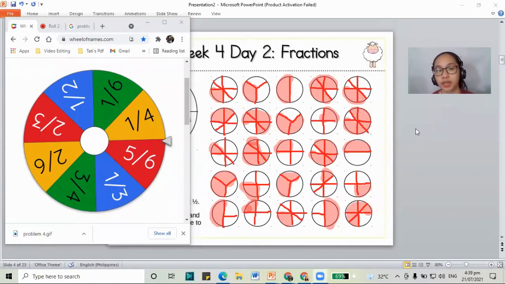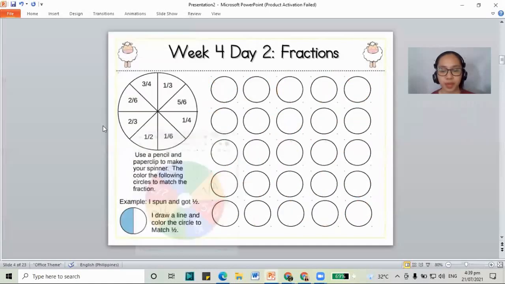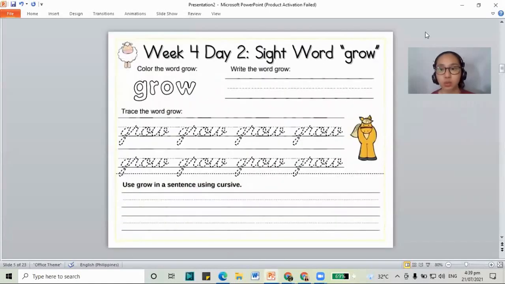If you're not yet done, please pause the video. Are you done? Can we continue? Let me fix this one, and let's go to the next page. We have here the word grow. Color the word grow, and please trace and write your word grow.